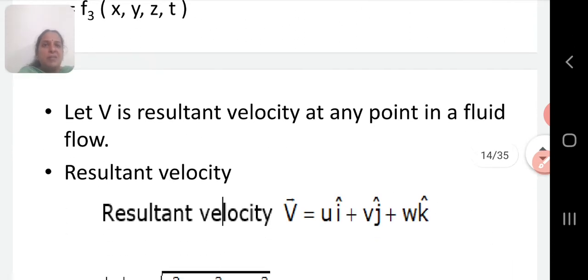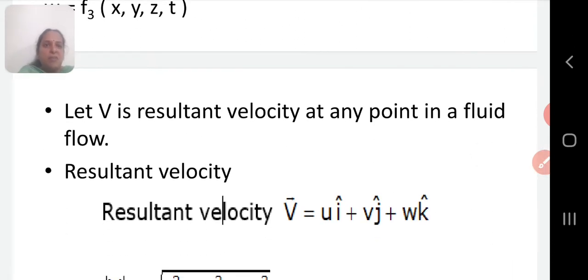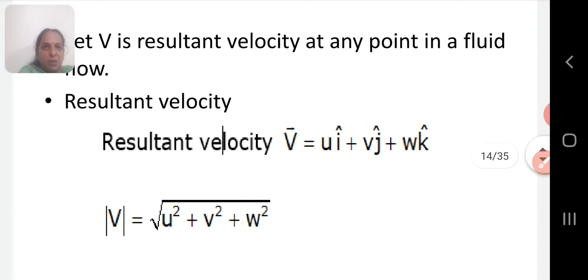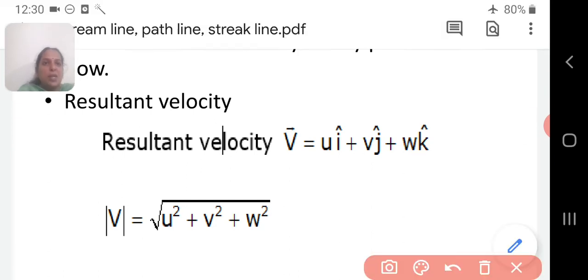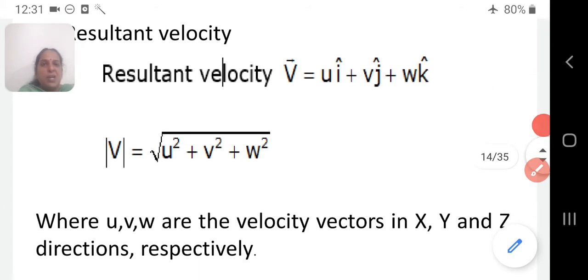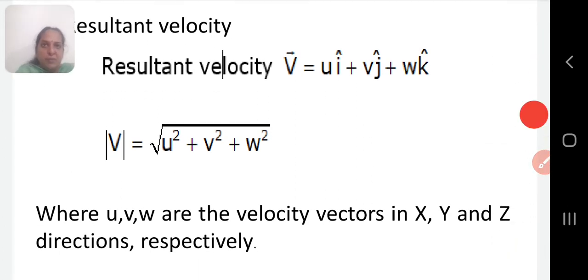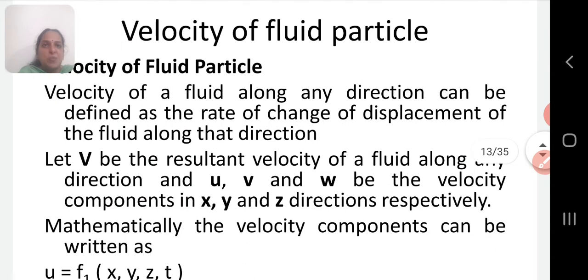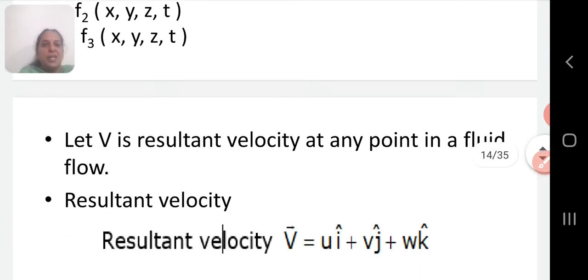Now, what is the resultant velocity in a fluid flow? The resultant velocity V is equal to ui plus vj plus wk. Or if you draw the vector, we can get the resultant velocity as the square root of u square plus v square plus w square. So you will be able to find out the resultant velocity, where u, v, w are the velocity components in x, y and z directions respectively. Velocity is the rate of change of displacement of the fluid along that direction.